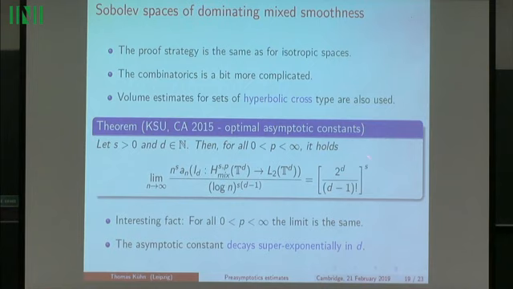What is more surprising for us is that the limit is independent of the norm parameter p. It's always the same. And if you have a look at this, this is something like 2e over d to the power d. So this is super exponentially decaying in d, and this is helpful in estimates, of course.